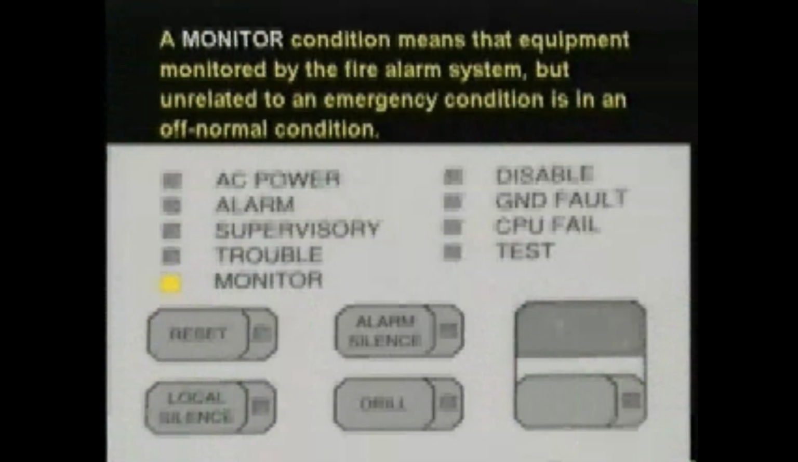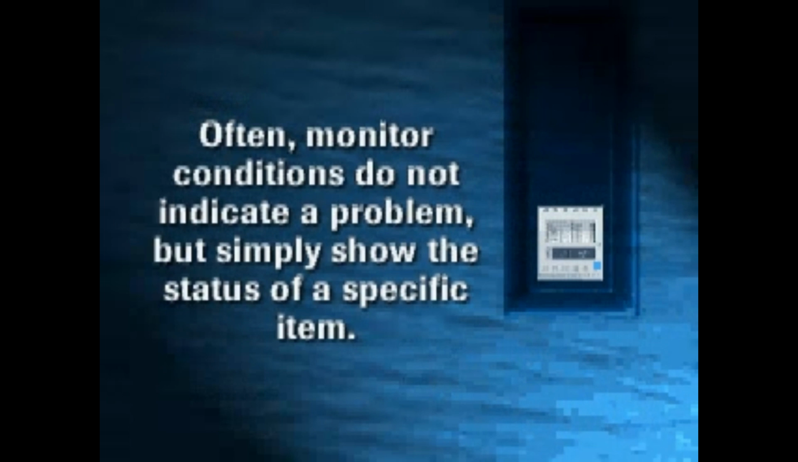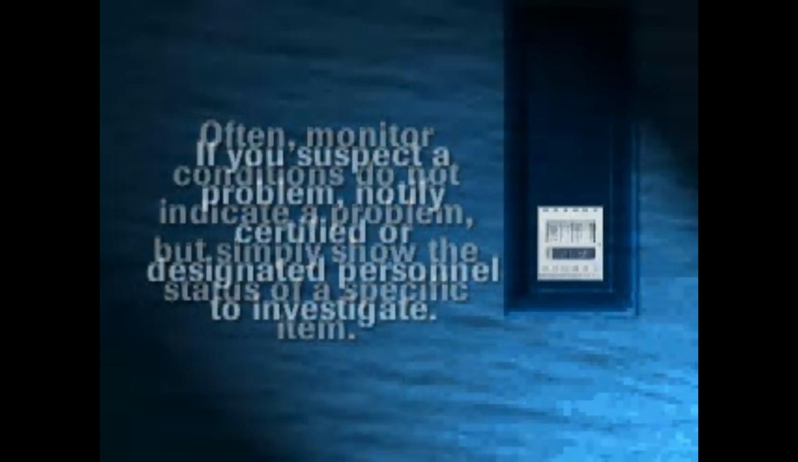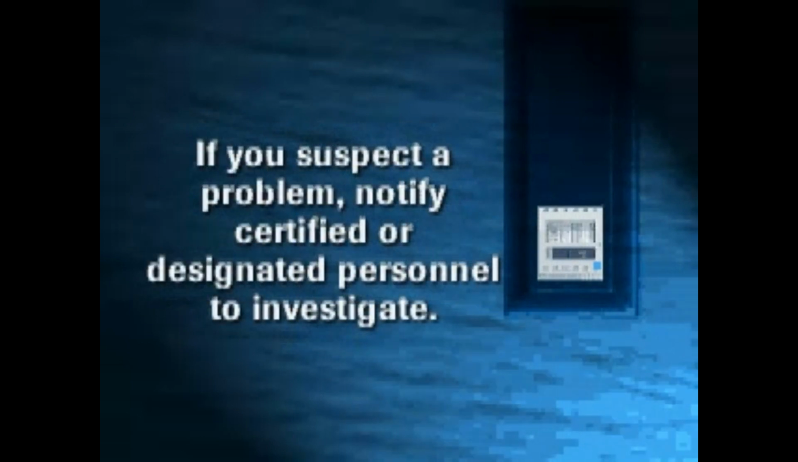The next mode we'll examine is the monitor condition. A monitor condition means that equipment monitored by the fire alarm system, but unrelated to an emergency condition, is in an off-normal condition. Some typical causes of a monitor condition include open or unsecured doors and disabled fan systems. Often, monitor conditions do not indicate a problem, but simply show the current status of a specific item. If you suspect a problem, notify certified or designated personnel to investigate.